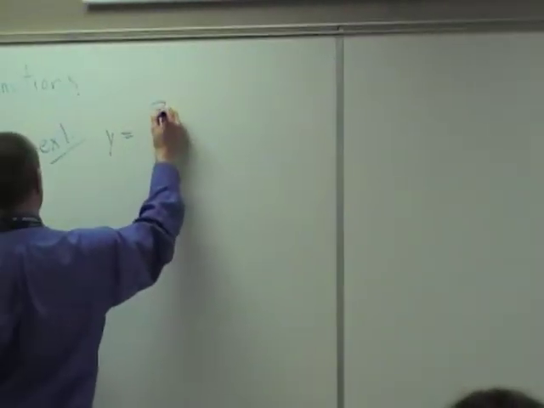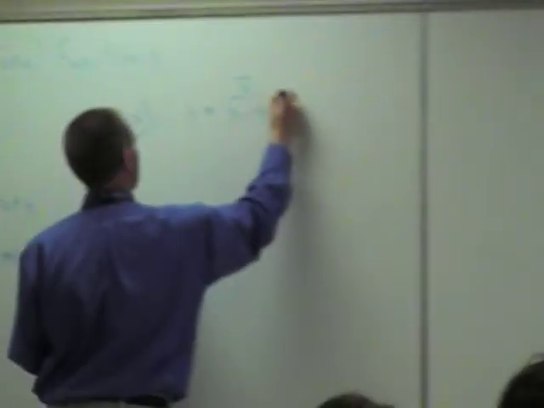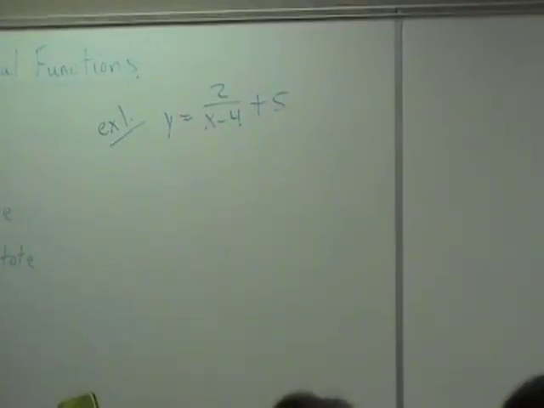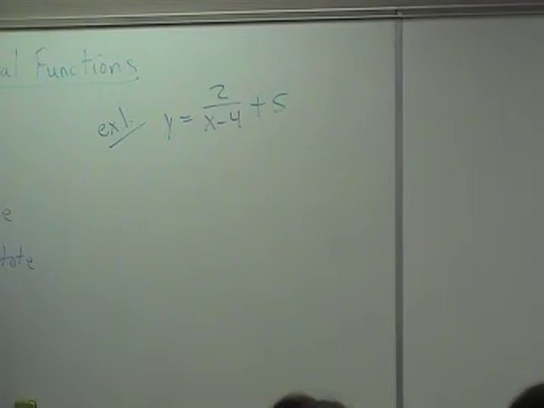Example 1: y equals 2 over x minus 4, plus 5. Let's try to be mature about this.